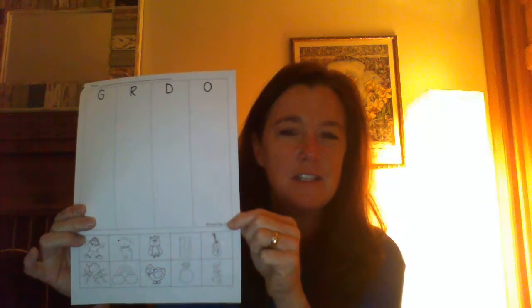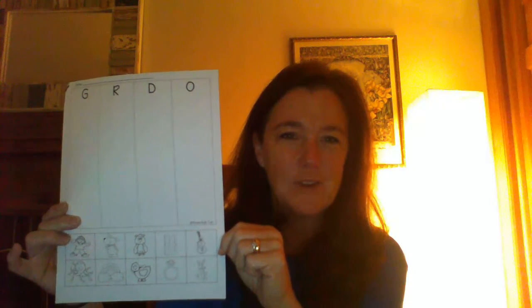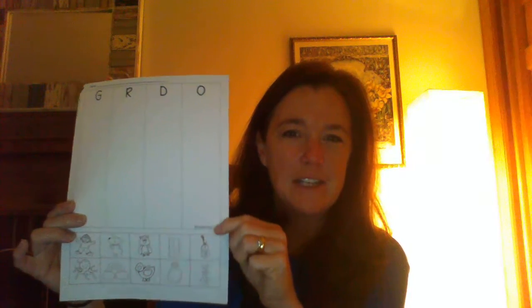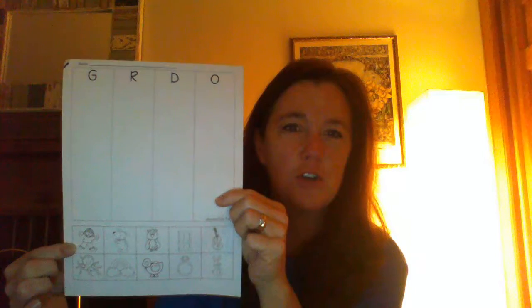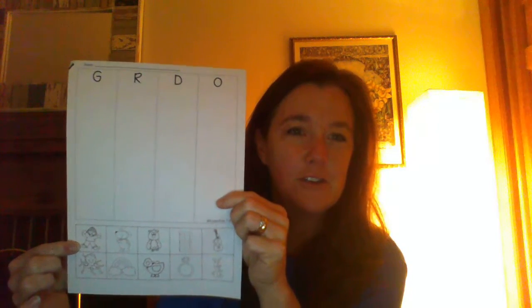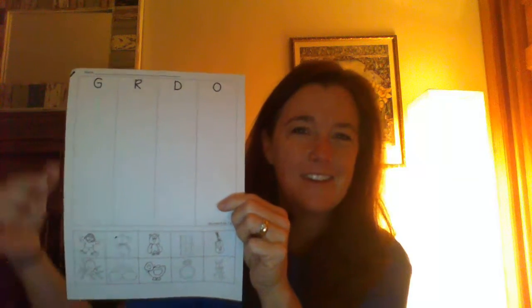So the first thing that you need to do is color your pictures. Try your very best to stay inside the lines. Remember, you're practicing for kindergarten as you color. You're going to cut out your pictures, and each picture you're going to decide. So the very first picture is a picture of a girl. Girl. So where do you think that's going to go? Under the G.